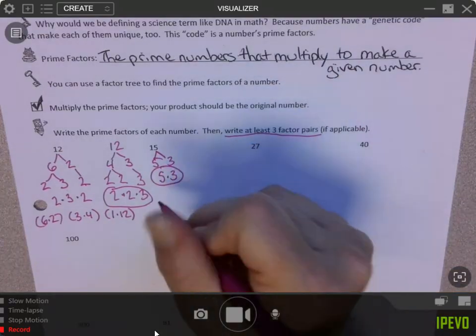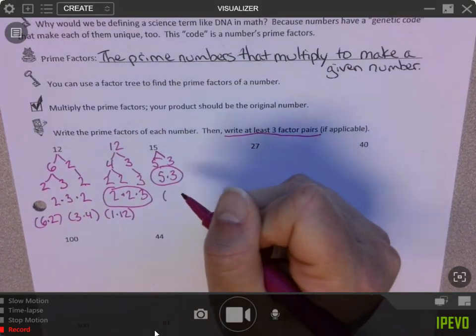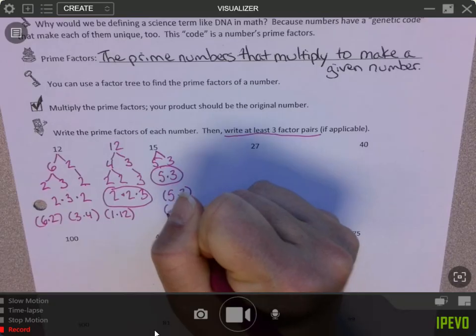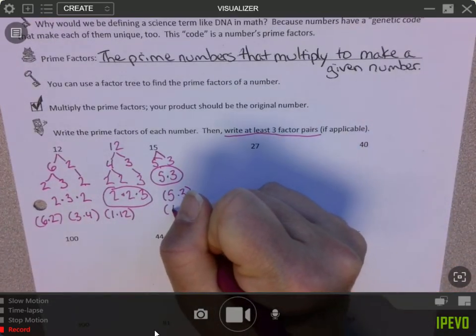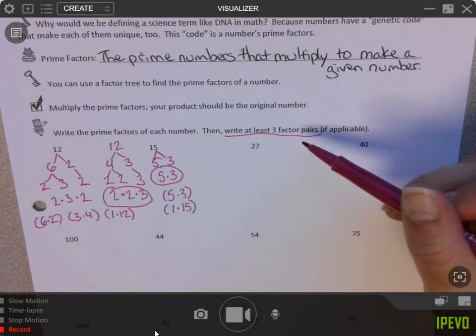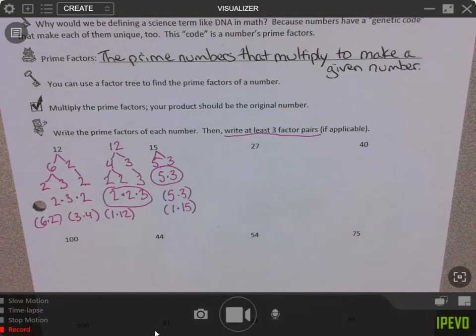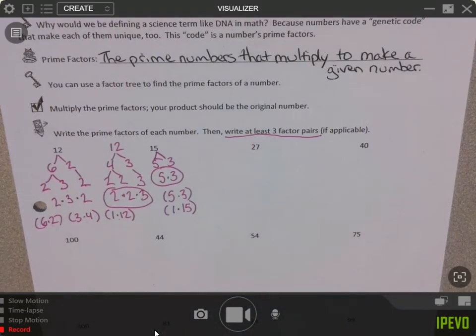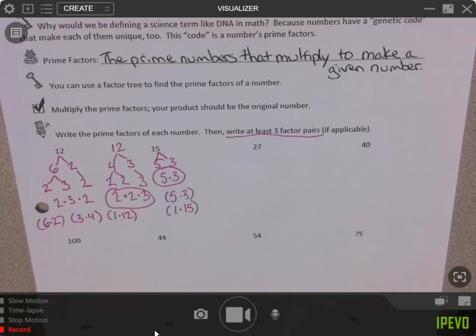What could I write for 15? Adeline? 5 times 3. 1 times 15. You can always do 1 times the number. So this one, I could only write 2. There are no other factor pairs for 15. There's just 2 of them. But for a number like 12, we can get to those 3 factor pairs that you multiply together to get to it. Let's look at 27. What can I break 27 into? What factor pairs? Maddie? 9 and 3.